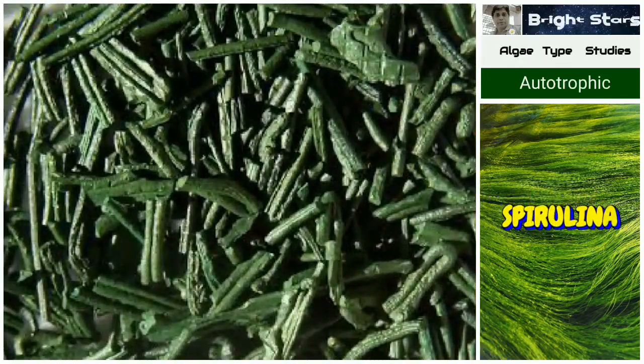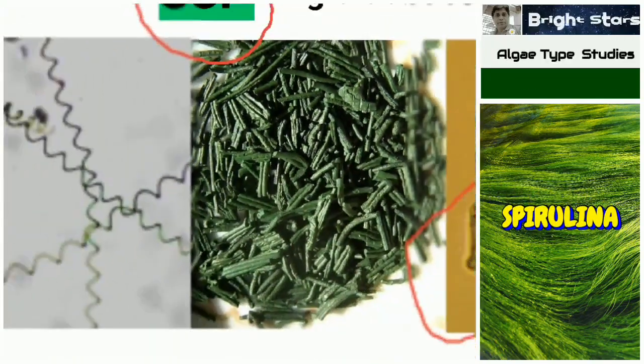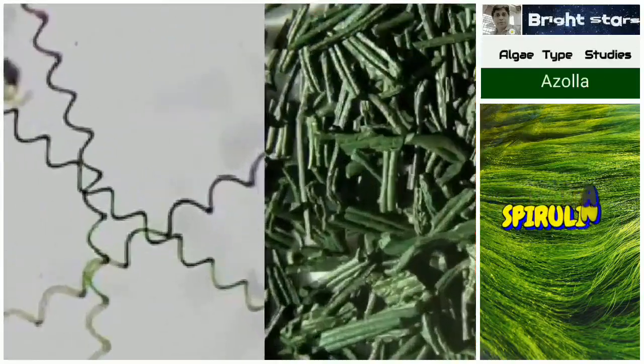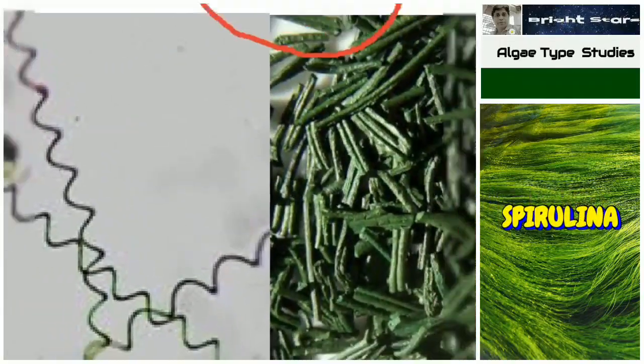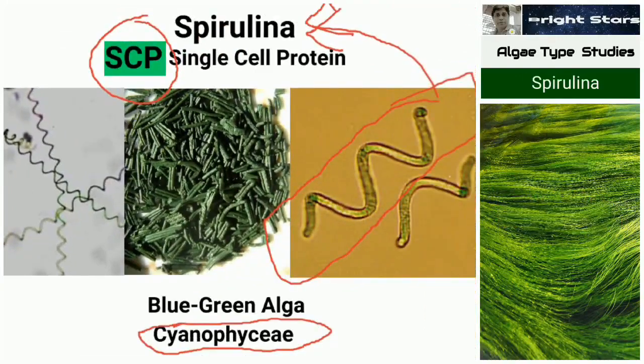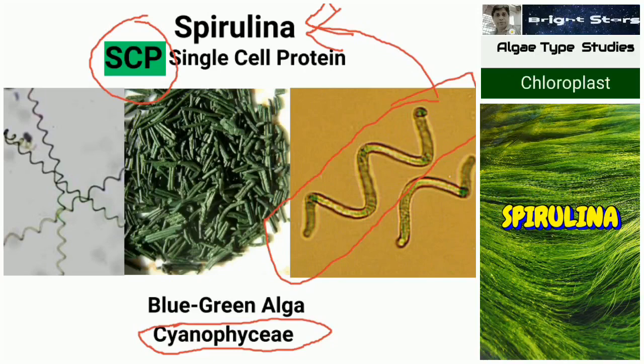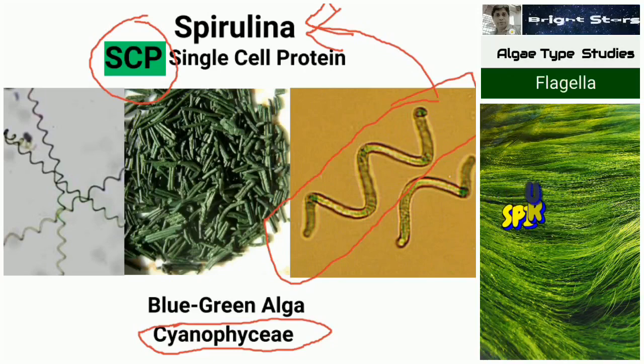So the single cell proteins will be like this, the dried single cell proteins. This is used as a protein supplement. So here also you can see the filamentous blue-green alga Spirulina. It is used as a single cell protein for children who are deficient in proteins. Okay.